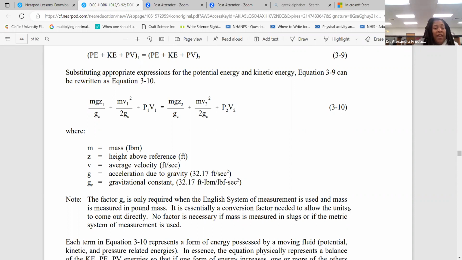So note that the factor gc is only required when the English system of measurement is used and mass is measured in pound mass. It's essentially a conversion factor needed to allow the units to come out directly. So no factor is necessary if the mass is measured in slugs or if the metric system of measurement is used.